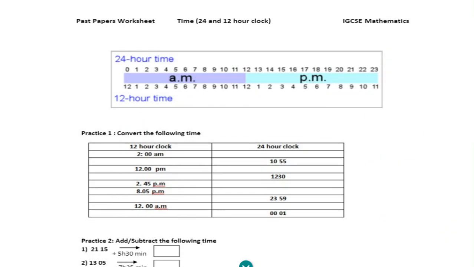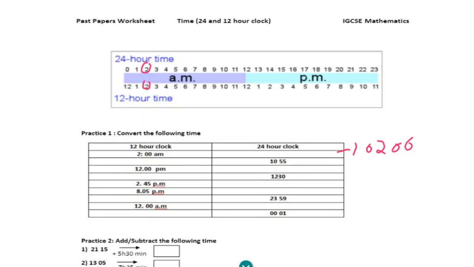Alright, we're doing practice 1 now. Convert the following time. So 2 a.m. will be what in the 24 hour clock? So 2 a.m. is 2 in the night time, right? So 2 a.m. will simply be 02:00 in the 24 hour clock. So this will be 02:00.